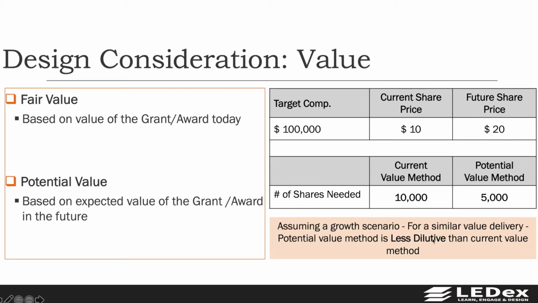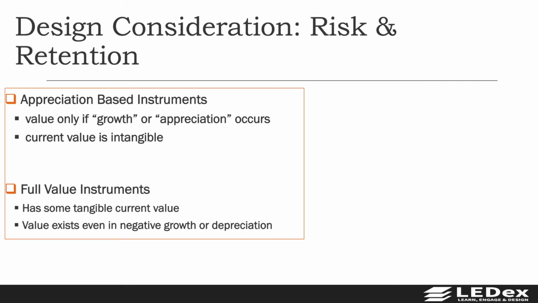So assuming a growth scenario, for a similar value delivered, the potential value approach is definitely less dilutive than the current value approach. Design consideration from a risk and retention perspective: you could have appreciation based instruments, like we mentioned earlier, or full value instruments. Appreciation based instruments grow only if there is growth in the underlying asset. Otherwise, the current value is always intangible. A full value instrument always has some tangible current value, and it would exist even if the underlying asset were to have negative growth or depreciation.